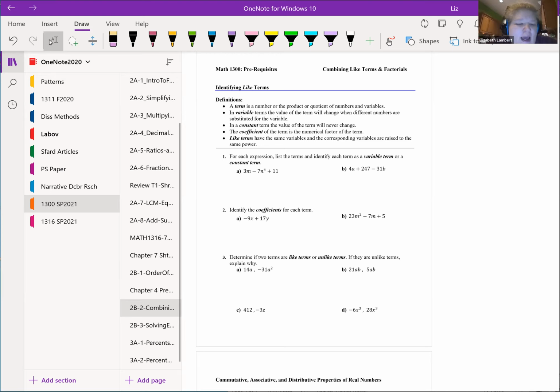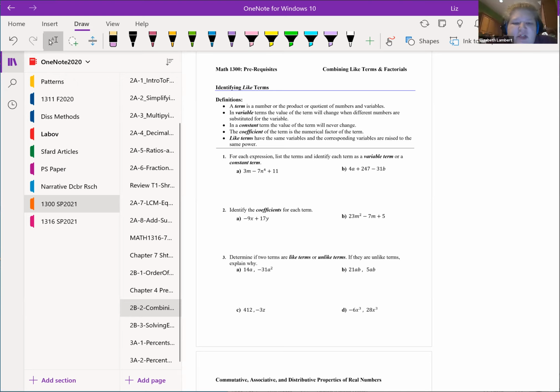So here I have, it's listed as 3.1 on the syllabus, but in our book, it's now section 2B roughly, which is also where we placed order of operations. So now we're going to look at combining like terms, and there's a little bit on factorials at the end that I may or may not keep.